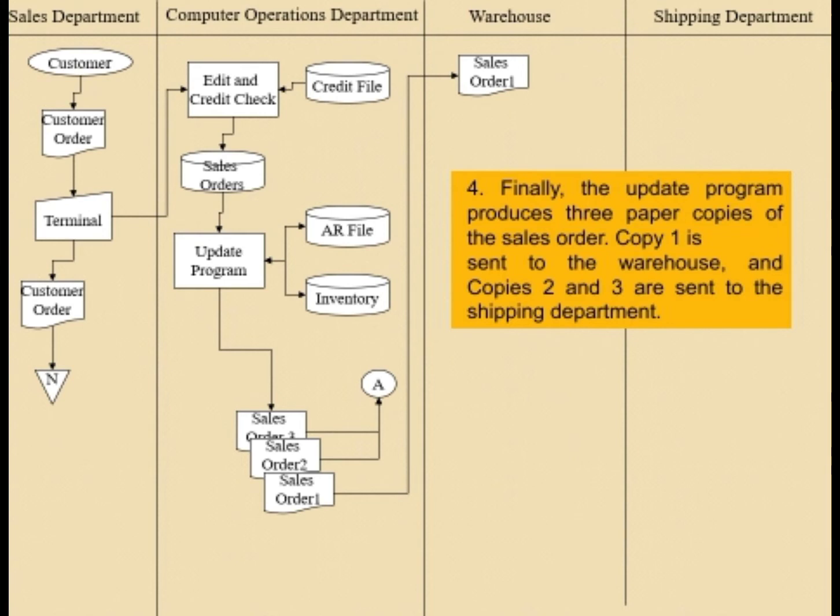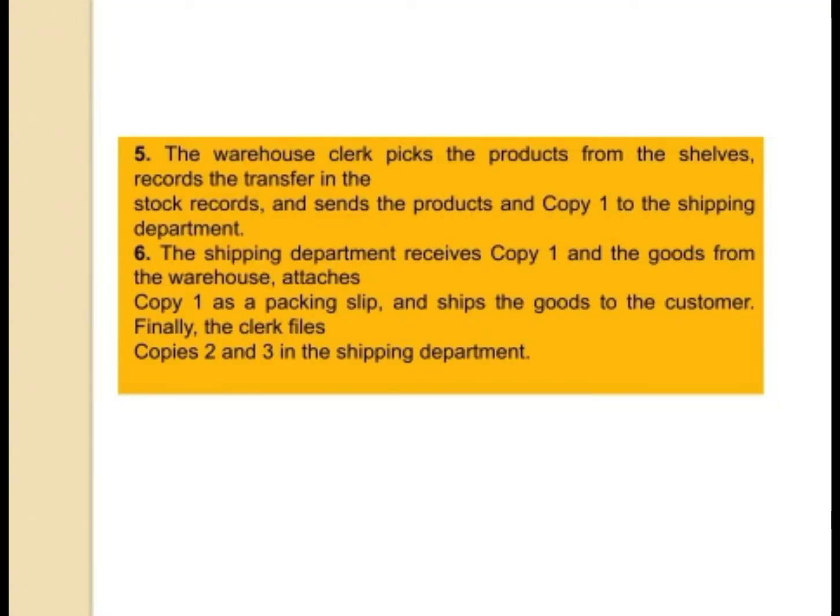The warehouse clerk picks the product from the shelves and records the transfer in the stock records and sends the product and copy 1 to the shipping department. The shipping department receives copy 1 and the goods from warehouse, attaches copy 1 as packing slip and ships to the customer. Finally, the clerks file copies 2 and 3 in the shipping department.